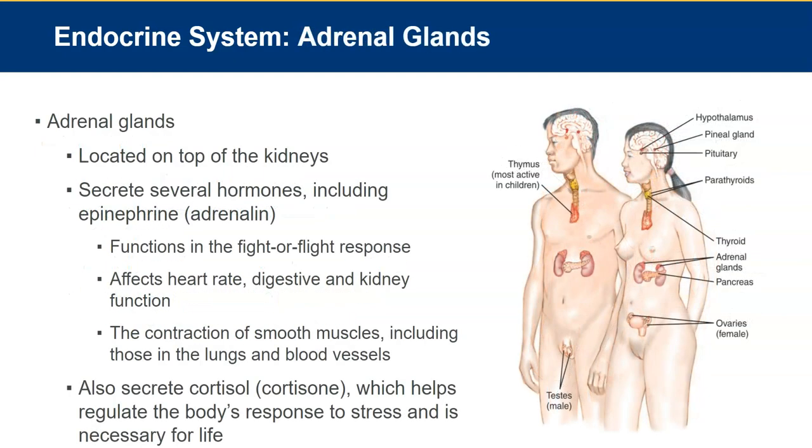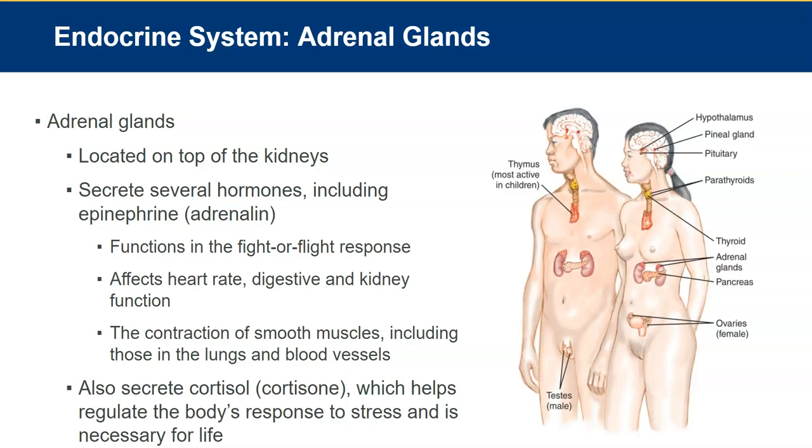The adrenal glands sit on top of the kidneys, and they can secrete several hormones, most notably epinephrine or adrenaline, in response to the sympathetic nervous system and that fight or flight response. Now, adrenaline has several important functions.